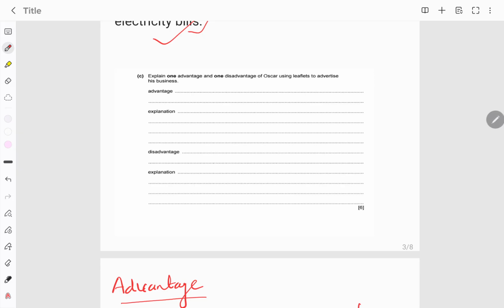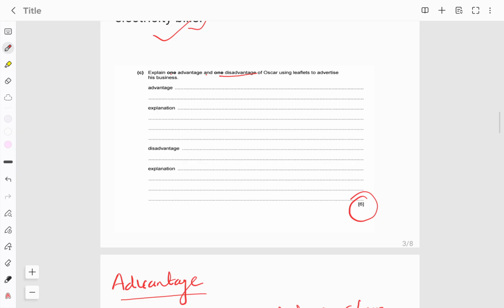This is a 6-mark question. You can see here 6 marks. So we need to explain our points properly. The question asks us to explain one advantage and one disadvantage of Oscar using a leaflet to advertise his business.